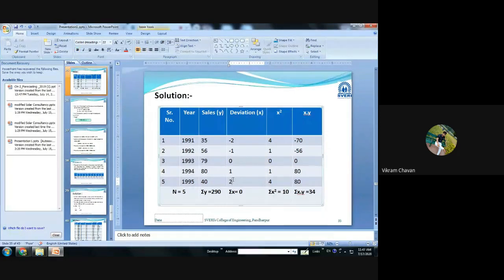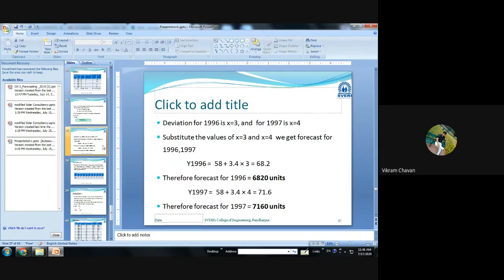Okay. Then what will be the x value for the year 1996? Obviously, the year 1996 is after 1995. Therefore, this deviation value will be 3 for the year 1996, and the deviation value will be 4 for the year 1997. Just put these particular values in this straight line equation.